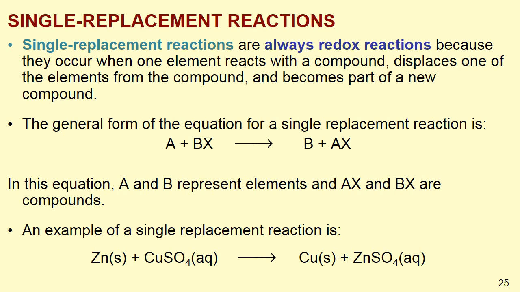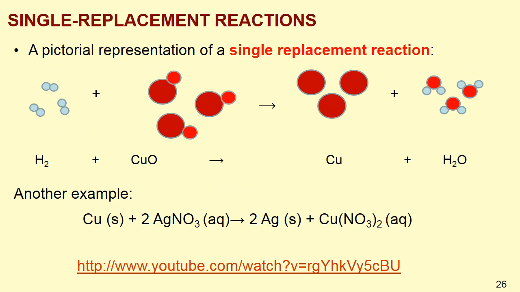An example of a single replacement reaction, you can see there on the bottom, is zinc reacting with copper sulfate to give us copper metal and zinc sulfate. Earlier, in the earlier PowerPoint, we saw one where we stuck some copper wire into silver and we got silver metal. I think that's on the.